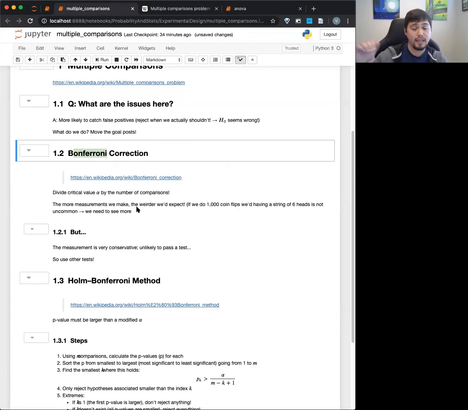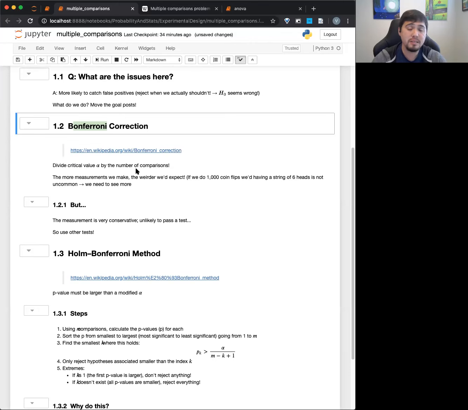Basically, as we test more and more, our significance level is not sufficient, because 5% of the time we're going to make a false positive claim. So what we do is just make alpha smaller. What we're doing with the Bonferroni correction is dividing alpha by the number of comparisons. Why the number of comparisons? Because it makes it smaller. That's really all it comes down to.